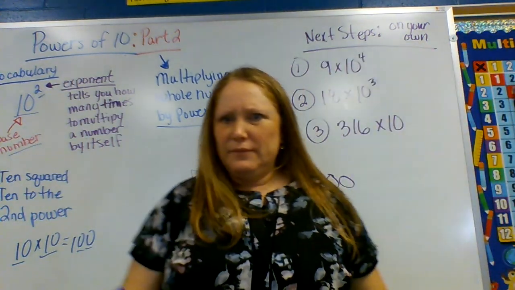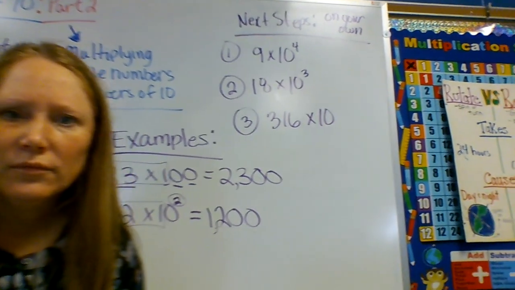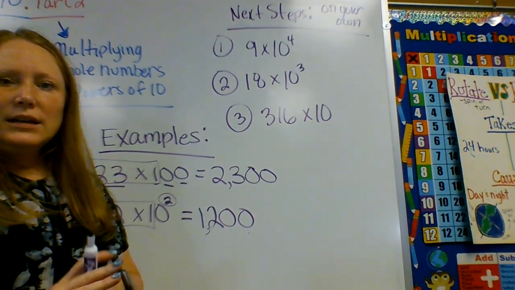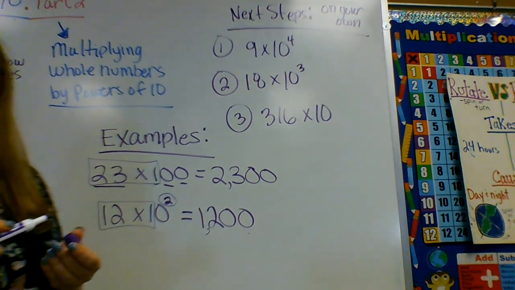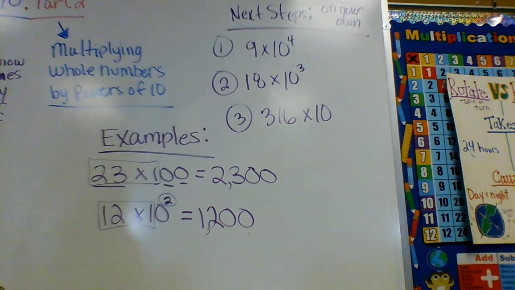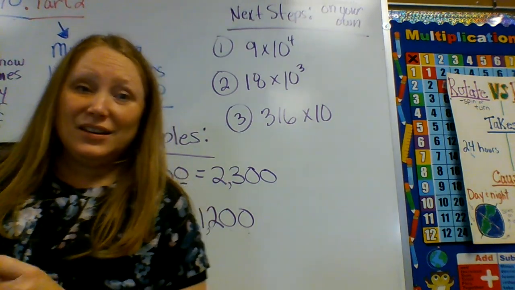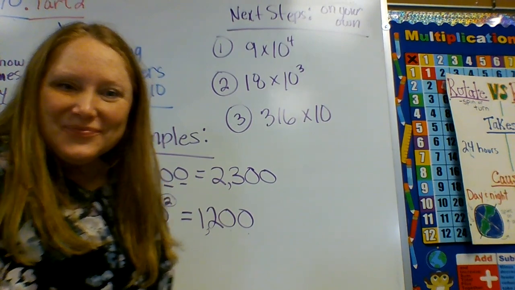Oh, can you see that okay? Those are your next steps. 9 times 10 to the 4th power. Number 2 is 18 times 10 to the 3rd power. And number 3, 316 times 10. Go ahead and answer those and then put your answers in your assignment and you'll be good to go.